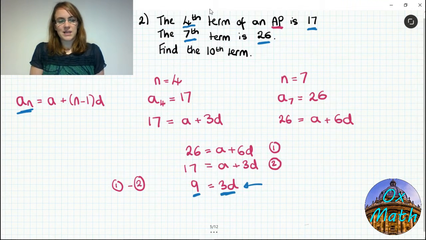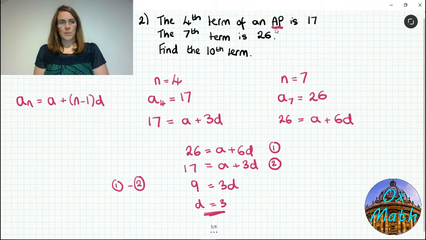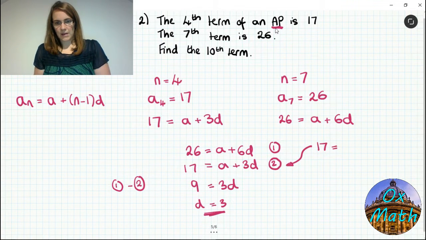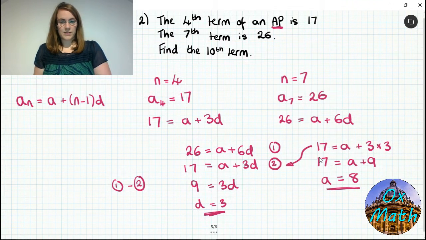Check, does it make sense that 3 lots of the difference is equal to 9? In this case it does. So the difference is 3. So we now know that we've got an arithmetic progression that goes up in 3s. And now I'm going to use equation 2 here and say that 17 must be equal to a plus 3 lots of d, which we now know is 3. So 17 is equal to a plus 9, meaning that a, our first term, must have been 8. So we now know our first term must have been 8, and our difference each time is 3.